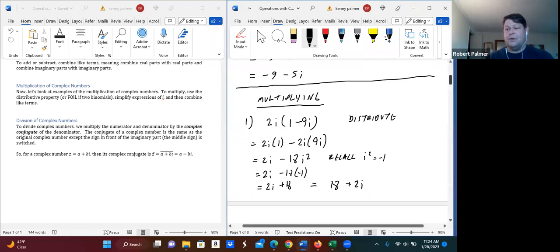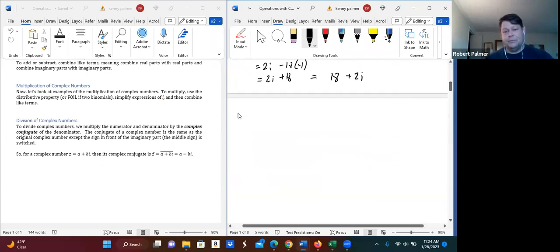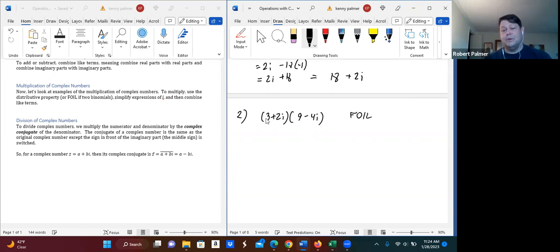Okay, let's take a look at another multiplication example. This time let's take a look at a couple of binomials. So 3 plus 2i times 9 minus 4i. Now here I'm going to use FOIL, which is an option. You can always distribute. So if you want to distribute, multiply this binomial times 9, then minus this binomial times 4i. But here I'm going to FOIL.